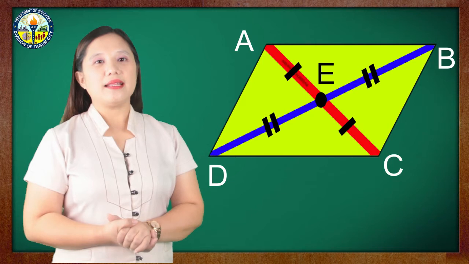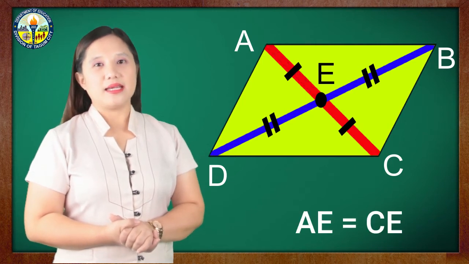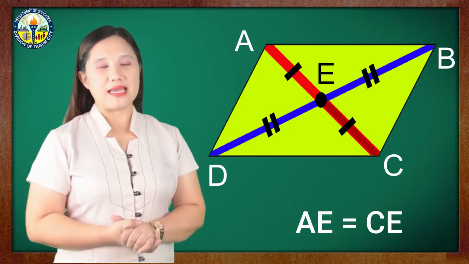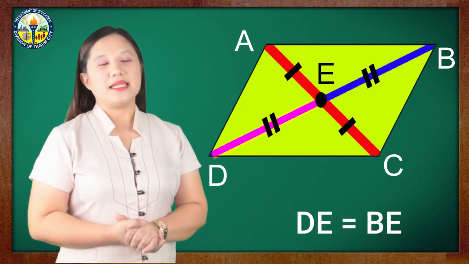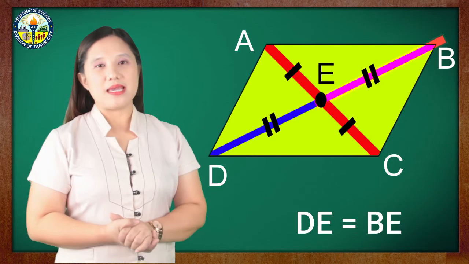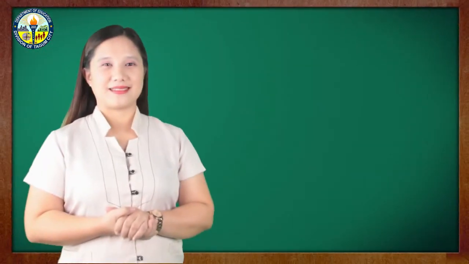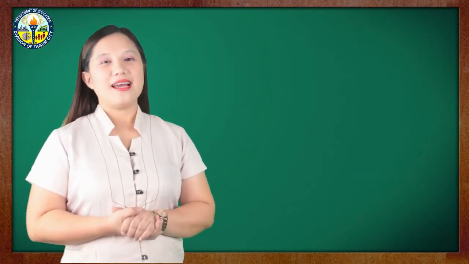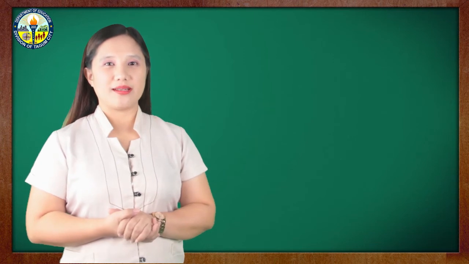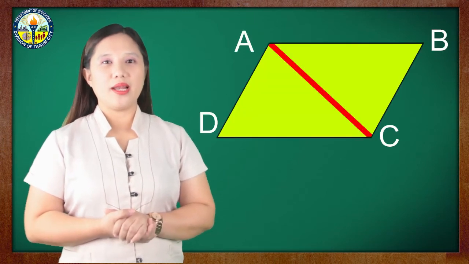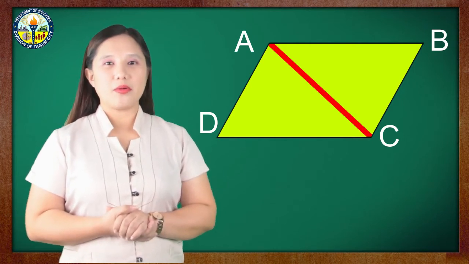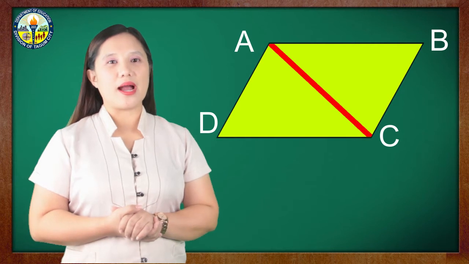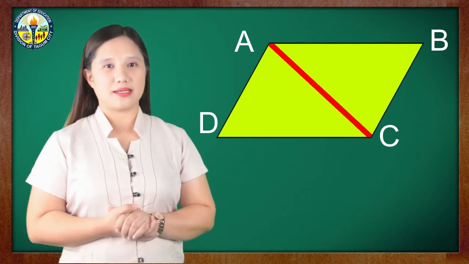This means that line segment AE is equal to line segment CE, and also line segment DE is equal to line segment BE. And lastly, let us examine the illustration. What property of parallelogram does it carry? You get it! A diagonal of a parallelogram divides the parallelogram into two congruent triangles.